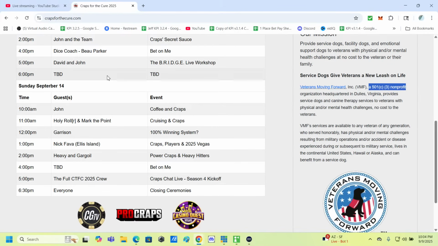And then on Sunday, they start again at 10 o'clock with John with Coffee and Craps. Brian from Holy Roller and Ryan from Mark the Point will be doing cruising and craps. We got Garrison coming in with the 100% winning system at 12. We've got Nick coming in from Ellis Island, who was there last year, with Craps players and the 2025 Vegas experience. 2 o'clock, Heavy and Gargoyle. This is all Vegas time. It's Power Craps and Heavy Hitters with G and Heavy. Then the 4 o'clock is to be announced because that's a 2-hour block there.